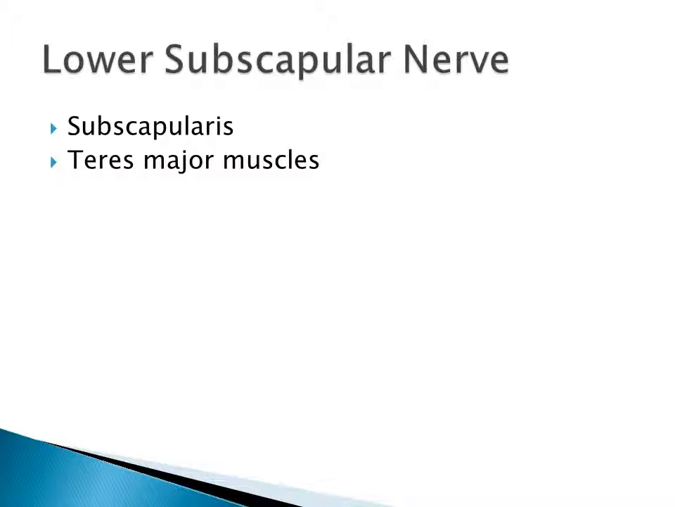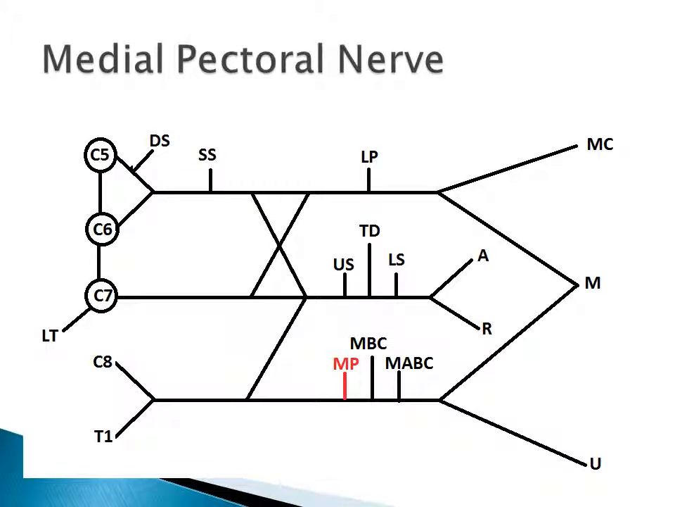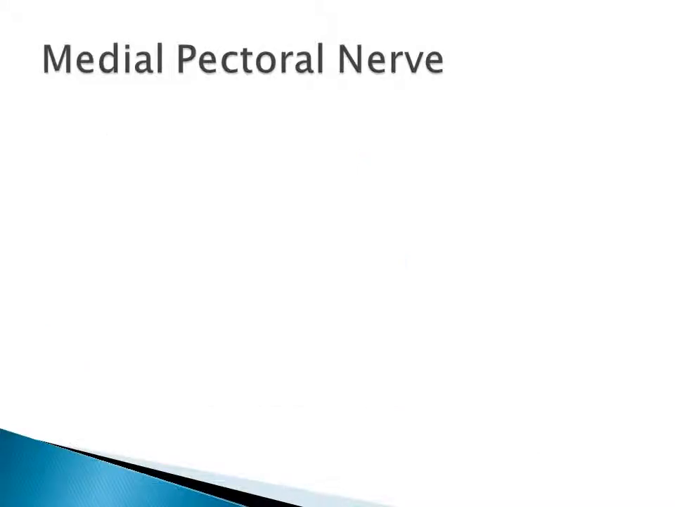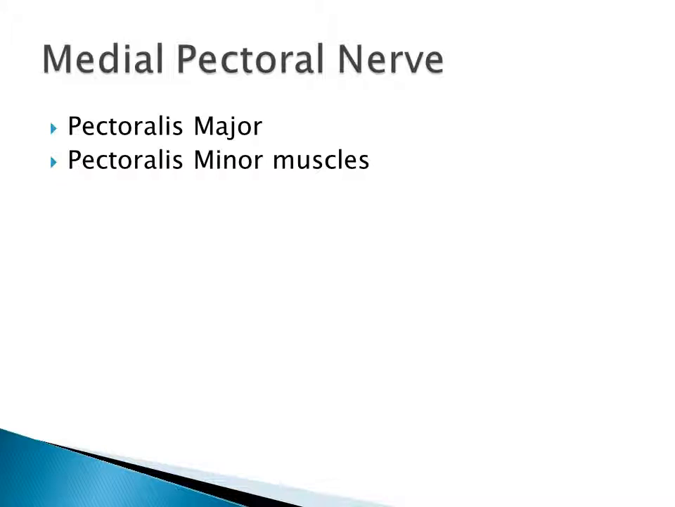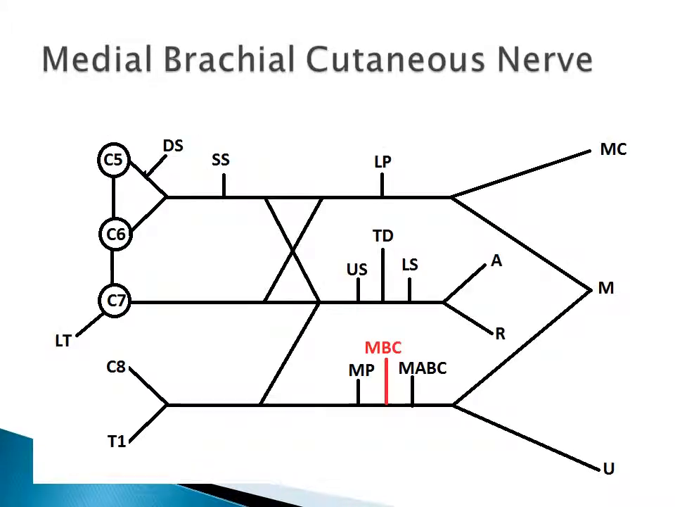Similar to the upper subscapular nerve, there is little to no clinical significance of this nerve and thus we should move on. The next nerve is the medial pectoral nerve. The medial pectoral nerve innervates the pectoralis major as well as the pectoralis minor. Next we will look at the medial brachial cutaneous nerve.